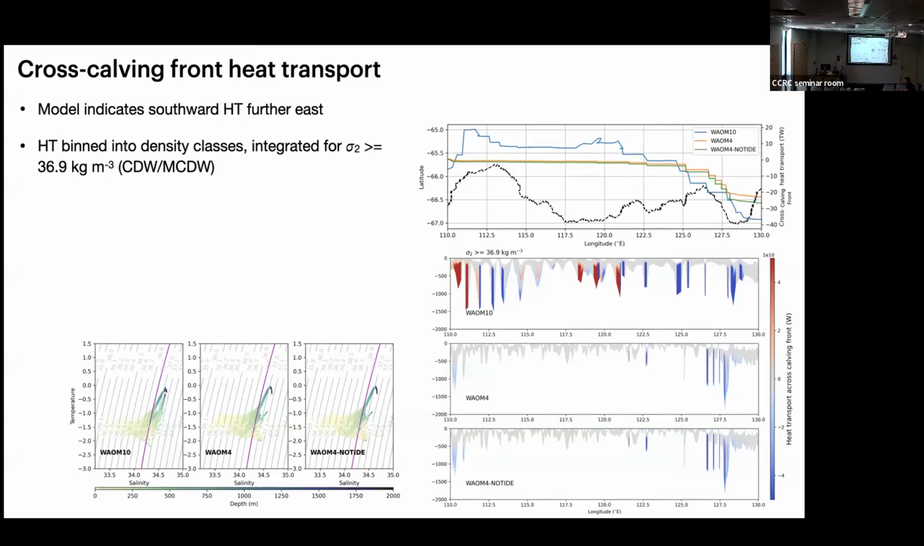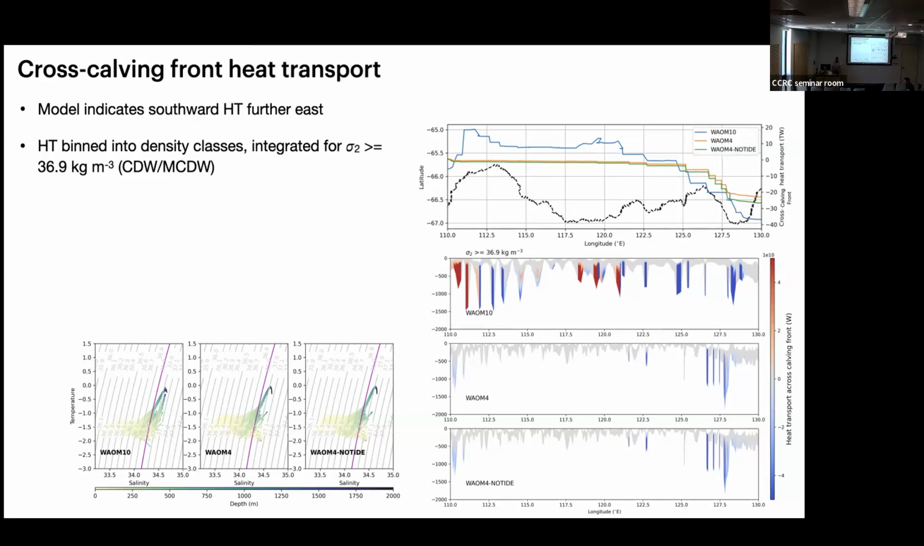We have a comment in the chat. There's a lot of Japanese-led research that describes the train of eddies that they implicate in the transport of warm water towards Totten. Do you see that structure? I'm not sure I'm aware of that work. Train of eddies. Sorry, I'm not aware of that work. If you can send me more details, I'll look at it. Thanks, Roland.